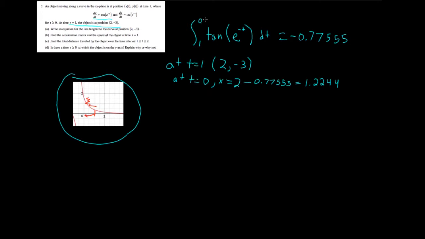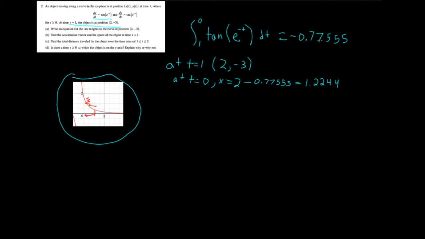So what we do up here, we do the integral from 1 to 0 of dx over dt, which is tangent of e to the negative t dt, and then when you plug that in your calculator, you get negative 0.77555. So all we need to do with that number is plug it in, to see if 2 minus that is going to be equal to a negative number or not.